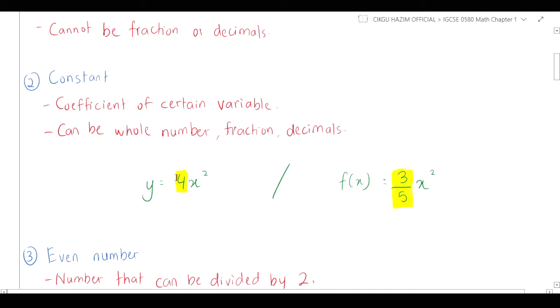And the example here, y equal to 4x squared. So this 4 is a constant. Another example, f(x) equal to 3 out of 5 x squared. So 3 out of 5 is a constant.